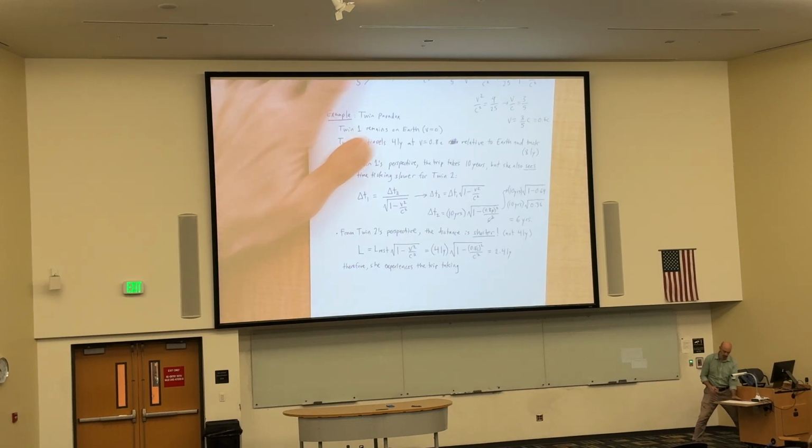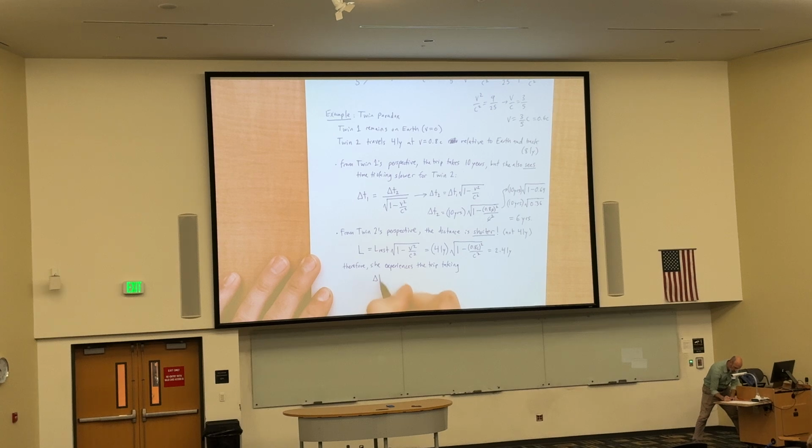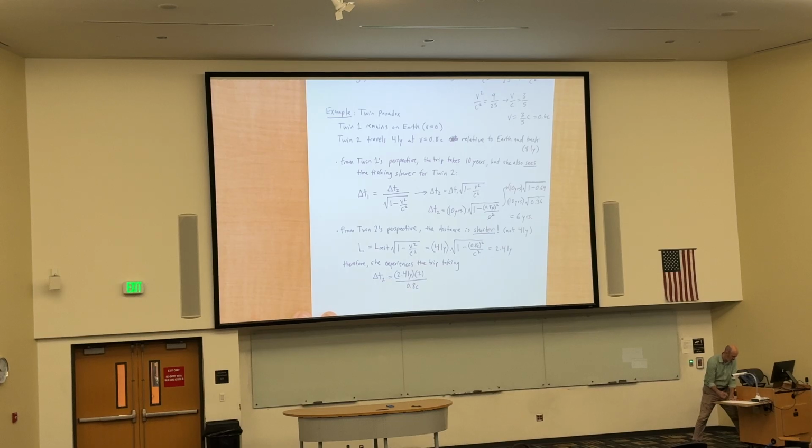So therefore, she experiences the trip taking delta T2, which is just the distance, 2.4 light years, multiplied by 2, because that's the trip out and back, divided by 0.8c, so this is 4.8 divided by 0.8c. When I divide light years by the speed of light, I get time, and that is 6 years. 4.8 divided by 0.8 is 6. So they agree.